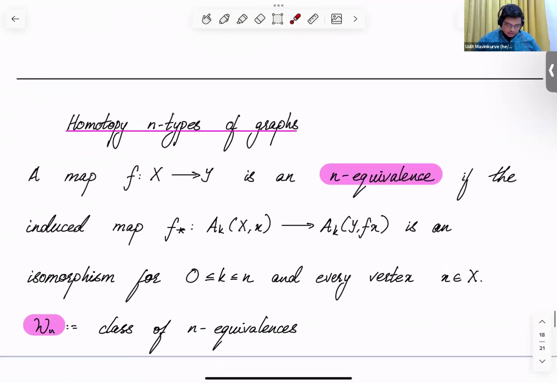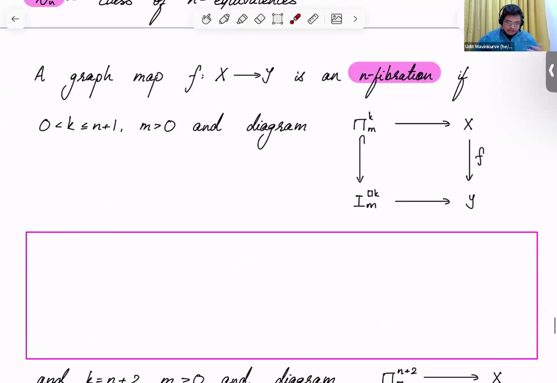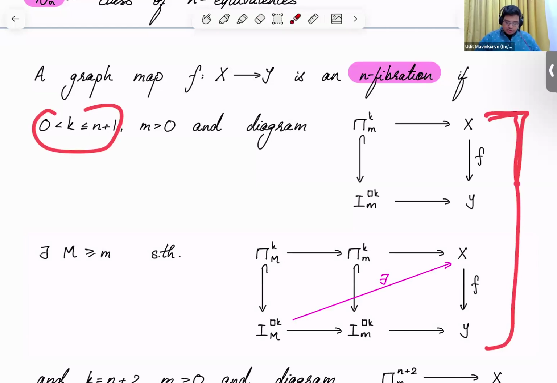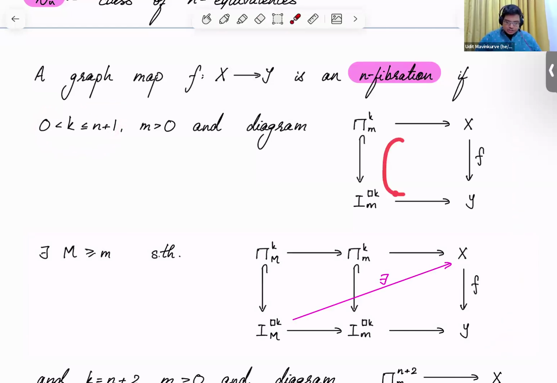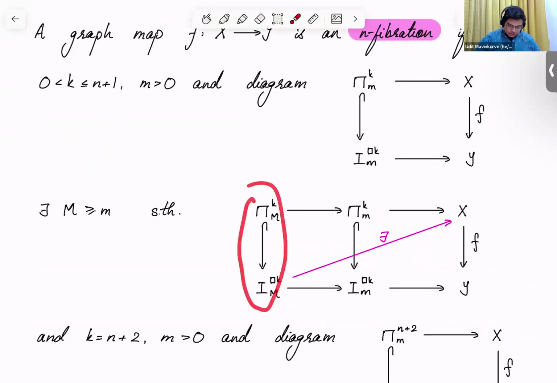So let me describe the strategy in more detail. An n-equivalence is a graph map that induces isomorphisms on the first n homotopy groups. Then your n-fibrations are the discrete analog of n-fibrational spaces: in the first n plus 1 dimensions, you have the same lifting property as for your fibrations, except that you relax this lifting property using these shrinking maps, and you require that this relaxed lifting problem has a solution in the first n plus 1 dimensions, where this is the open box inclusion.